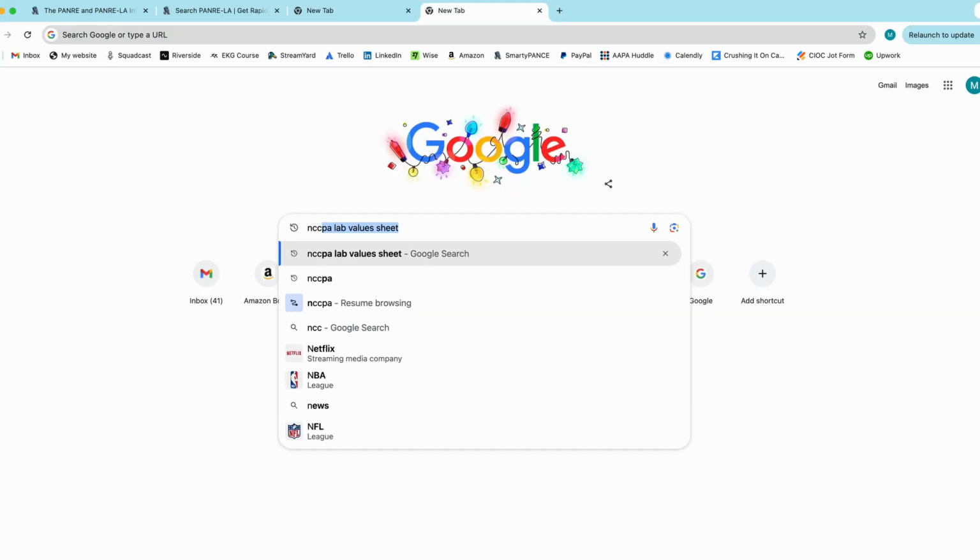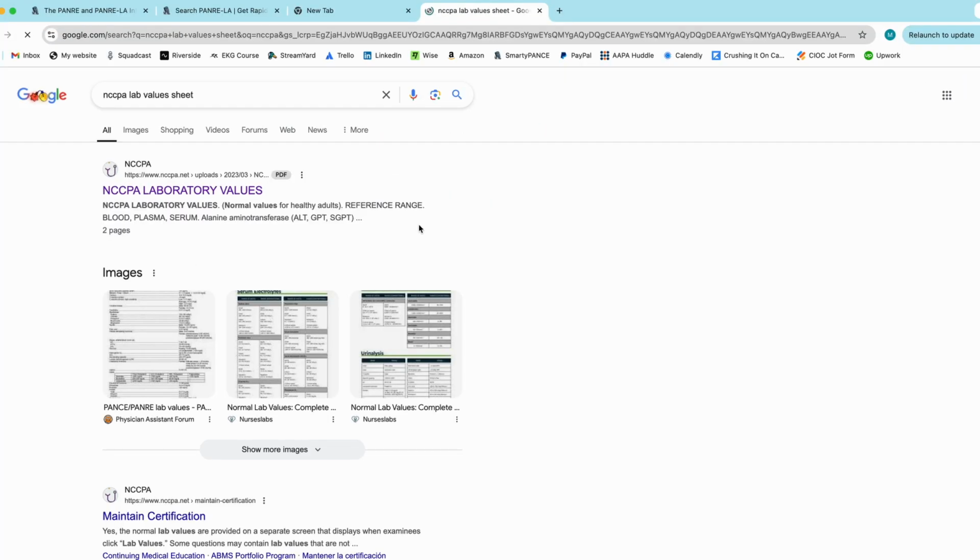Now, the other very important thing to have open is the lab values sheet. It's much easier to either have it printed out or have it open when you're getting ready to take the test. That way you don't have to scramble to try to find it. It is there in the test, but sometimes it's hard to find. So if you just Google NCCPA lab value sheet, it'll come up right here.